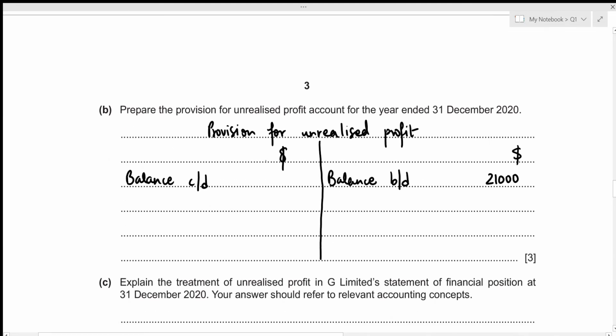We have 30,000. Now we can see that the provision for unrealized profit has definitely increased because the opening balance is less than the closing balance. Now, if it has increased, then that will be written down as an expense in our income statement, right? So the balancing figure for this ledger account will be that of the income statement because the increment amount will be recorded as an expense. And since the heavier side is the debit side, the balancing figure will definitely be on the credit side. We can write it down as income statement.